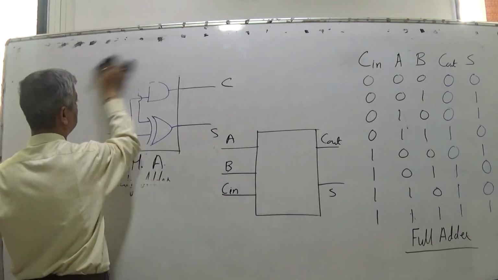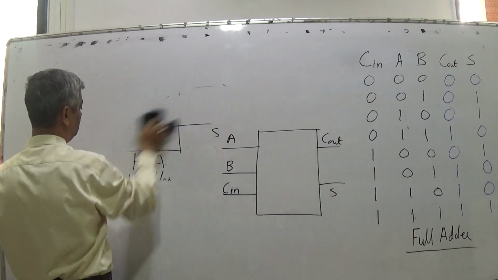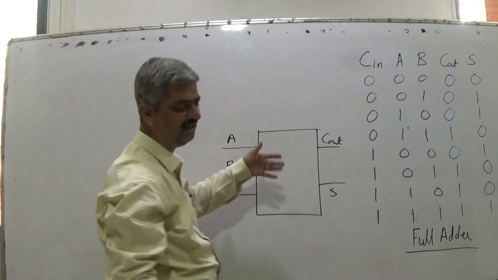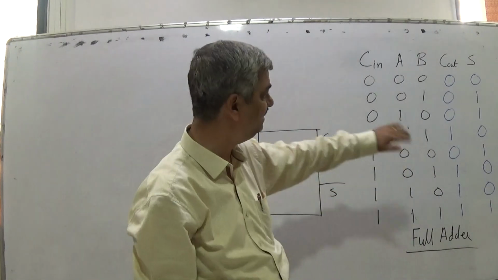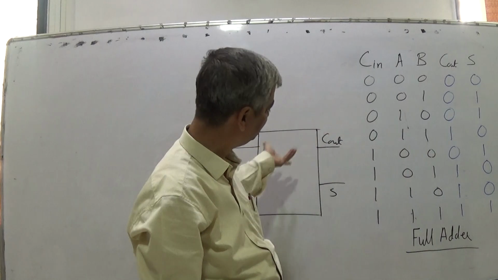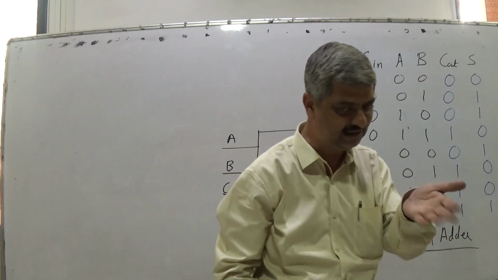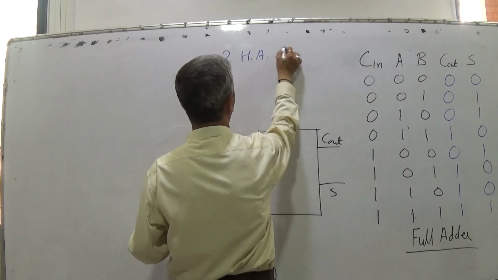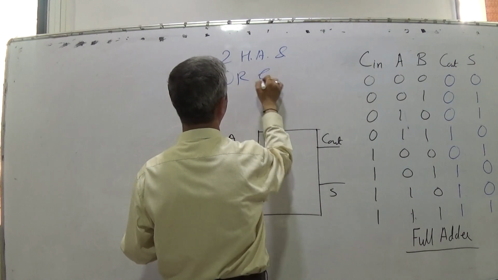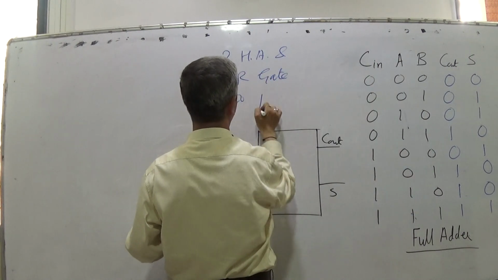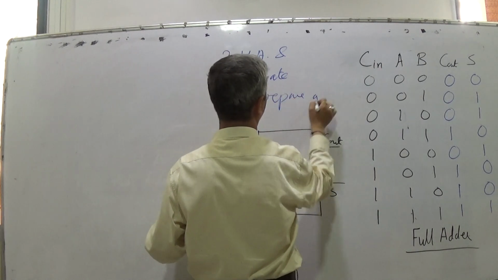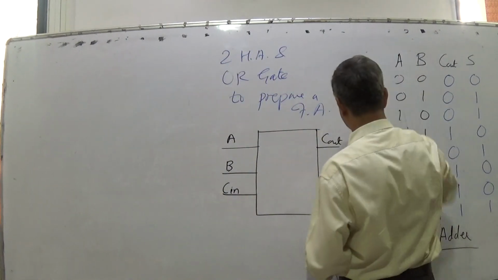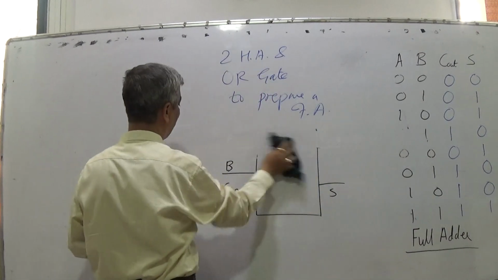And then, using a full adder, how can you generate a cascade? This is a full adder. This full adder can be designed by using some kind of gates and half adders. That I will give as a homework, not so important. You can use 2 half adders and 1 OR gate to prepare a full adder.